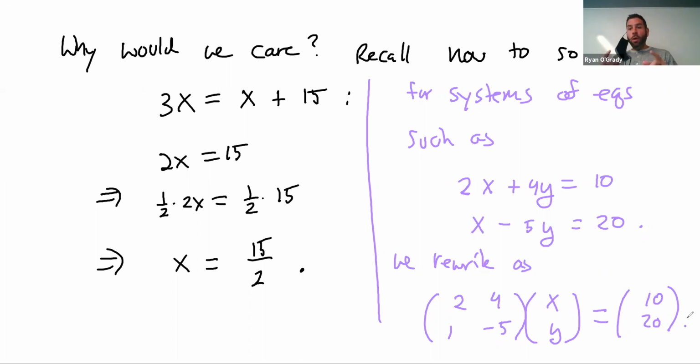So the idea is, what if this matrix on the left-hand side, 2, 4, 1, -5, what if there was some other matrix out there that when I multiplied it by 2, 4, 1, -5, it became 1? And if I then multiplied both sides by that, then I could solve the equation. Does that make sense? Turns out you can't always do that, but you can in many cases. And so this is one reason why a matrix inverse would be useful.